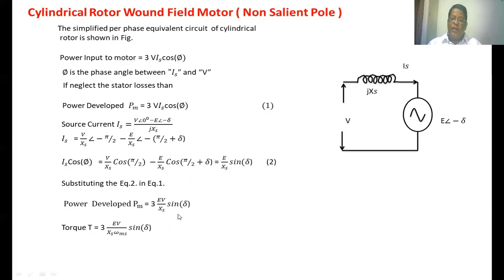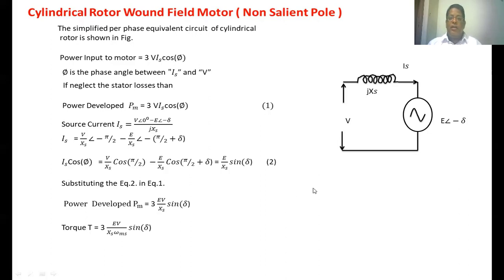Now this value divided by the synchronous speed of the motor gives the torque. The torque developed in a synchronous motor T equals 3 into EV by Xs omega ms sin delta. In this manner, you can easily find the torque developed in a synchronous motor where the rotor is a cylindrical structure.